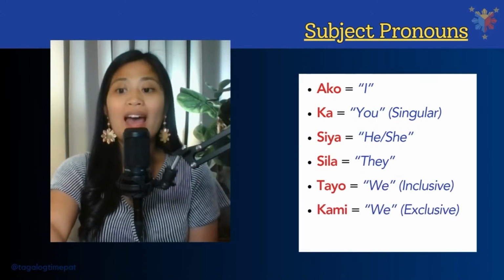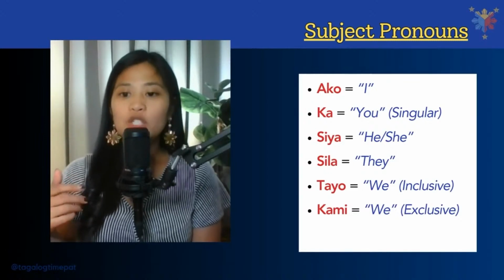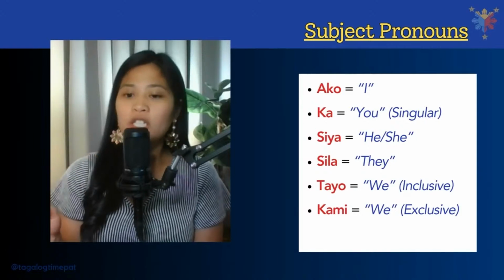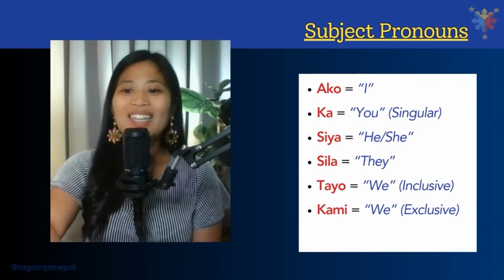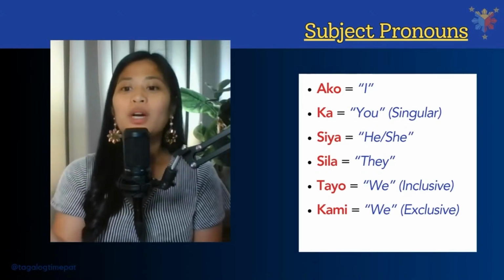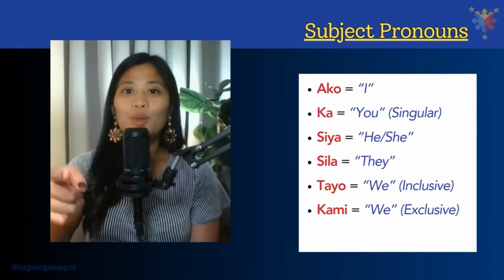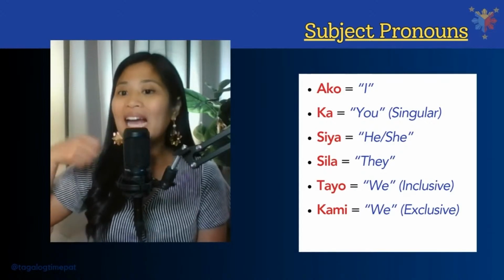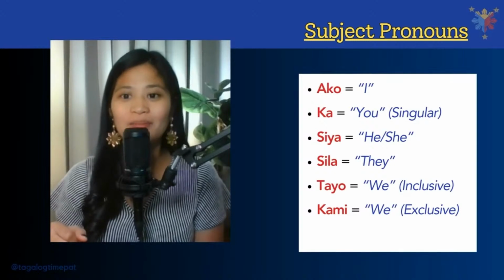Kami is we exclusive. So in Tagalog, it's interesting. There are two types of we. In English, we just say we, and then you have to kind of distinguish who you're talking about, like we who. So in Tagalog, if everyone is included, that's tayo. So you and me and everyone in the room, we are all eating, kumakain tayo. That's inclusive because everyone is doing the action.